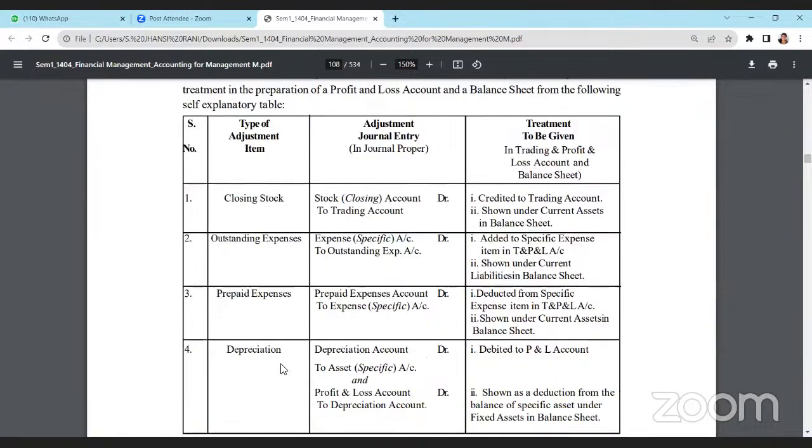Next, depreciation. Depreciation means it's an expenditure which we will show in the profit and loss account debit side, and the other effect is we will deduct it from the respective asset. For example, depreciation on furniture means there is a decrease in the value of furniture. So furniture value should be decreased, and the other effect should be shown in the profit and loss account debit side.